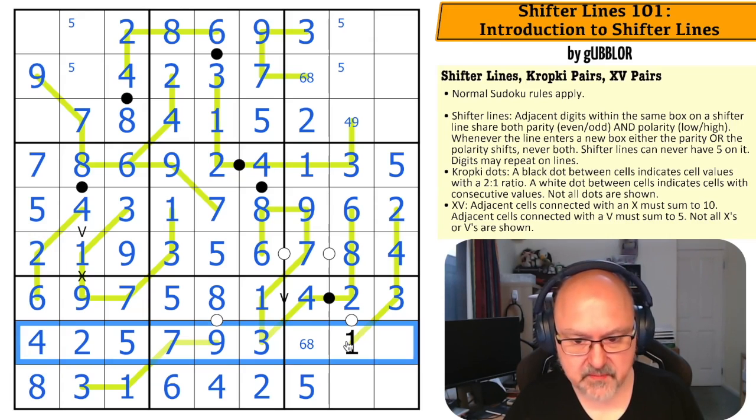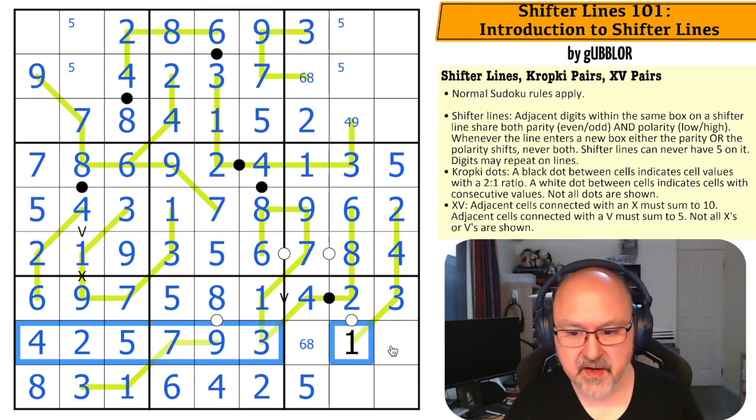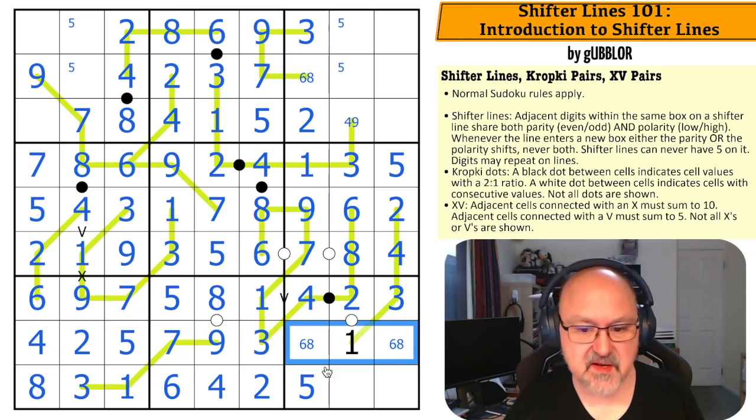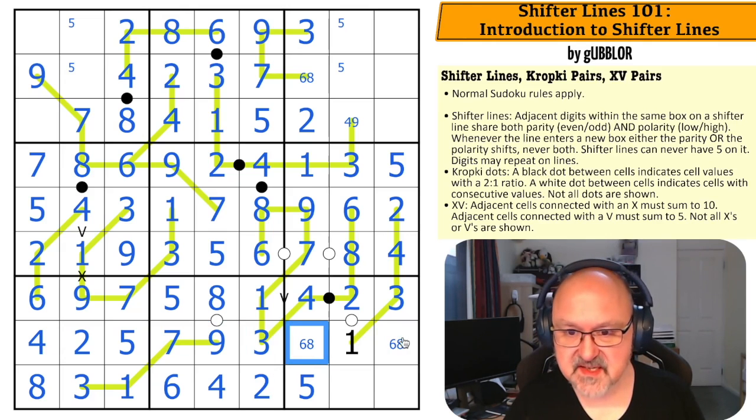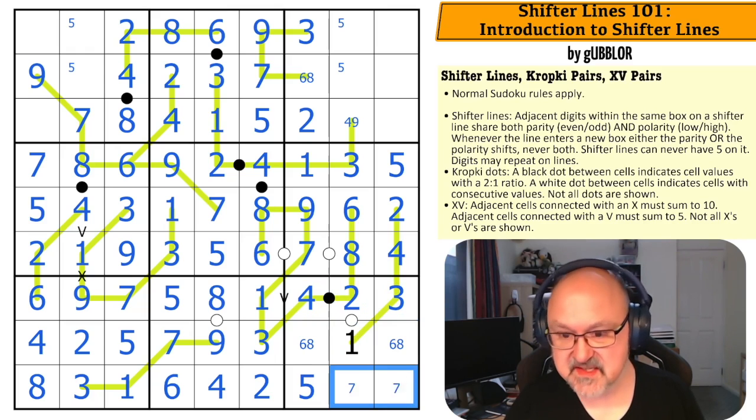In this row now, I've got 1, 2, 3, 4, 5, 6, 7, 8, 9. I always try and check that because it's amazing how often I miss it. So these are 6 and 8. Not sure. 1, 2, 3, 4, 5, 6, 7, 8, 9. So these are 7 and 9. Again, not sure.